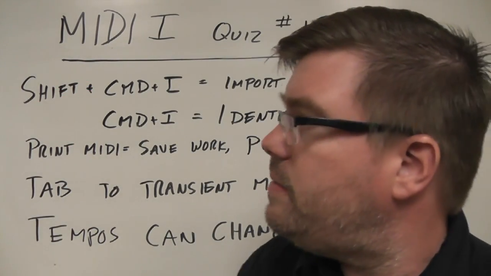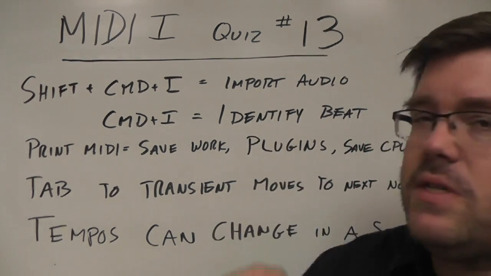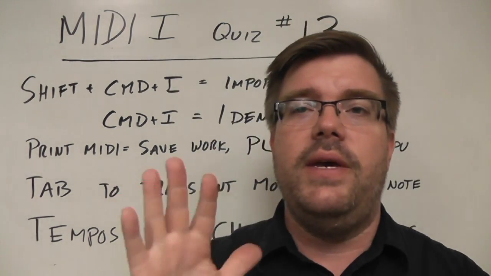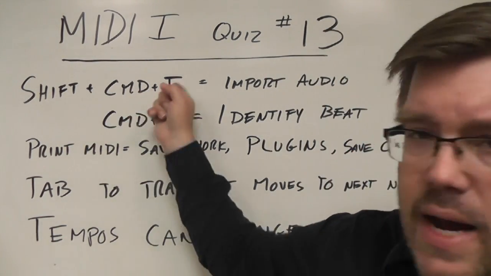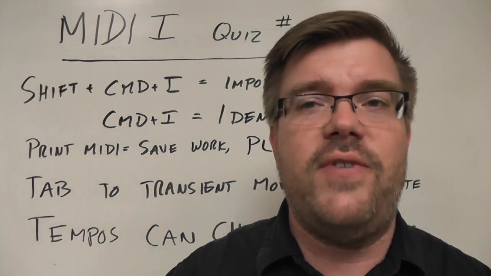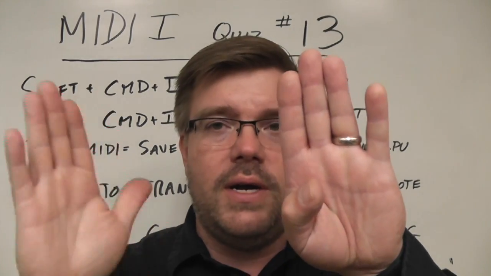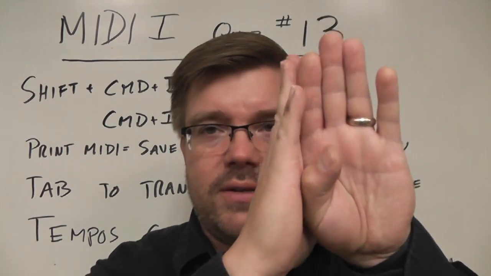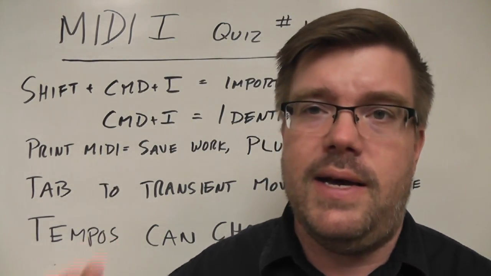All right, good. So the first thing we're going to do is talk about importing audio. The command for importing audio in Pro Tools is Shift-Command-I. All right, and that's very close to a different command that we use a bunch, which is Identify Beat. Identify Beat is just Command-I with the cursor wherever it is that you want to say, okay, this is bar 14, beat 1. All right, and then Command-I and tell it that.